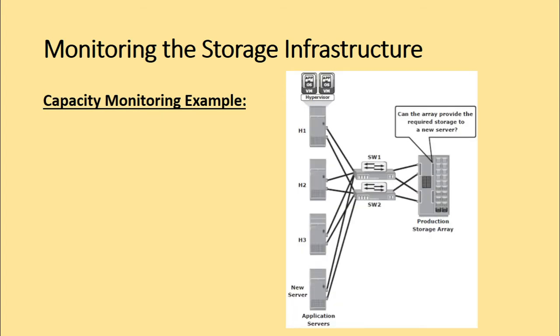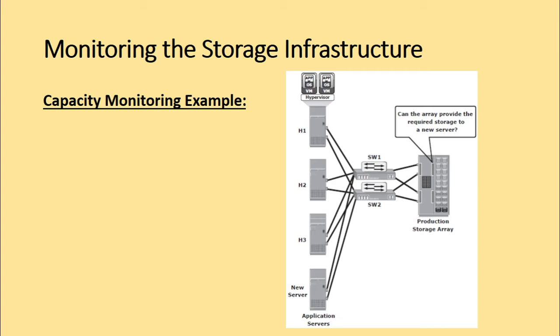Now let us look at one more example, for capacity monitoring. In the scenario shown in this figure, servers H1, H2 and H3 are connected to the production array through two switches SW1 and SW2. Each of the servers is allocated storage on the storage array. When a new server is deployed in this configuration, the applications on the new server need to be given storage capacity from the production storage array.